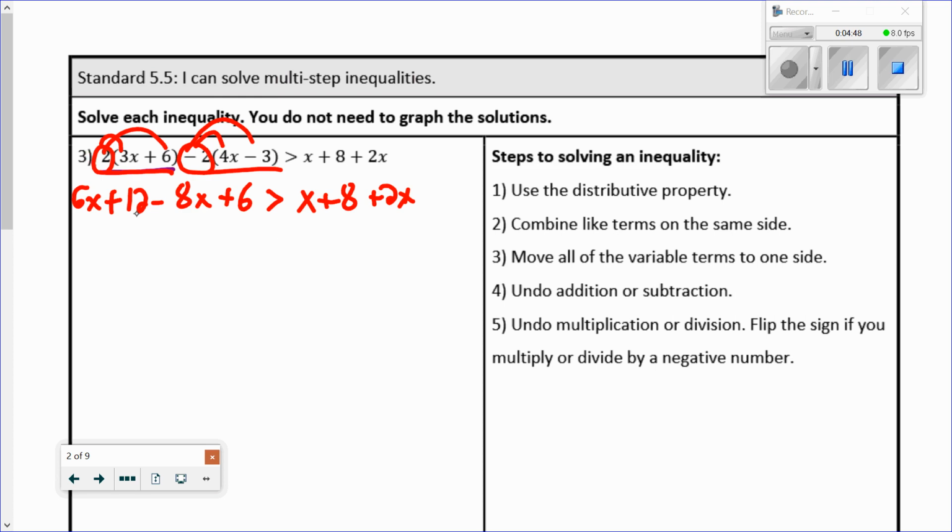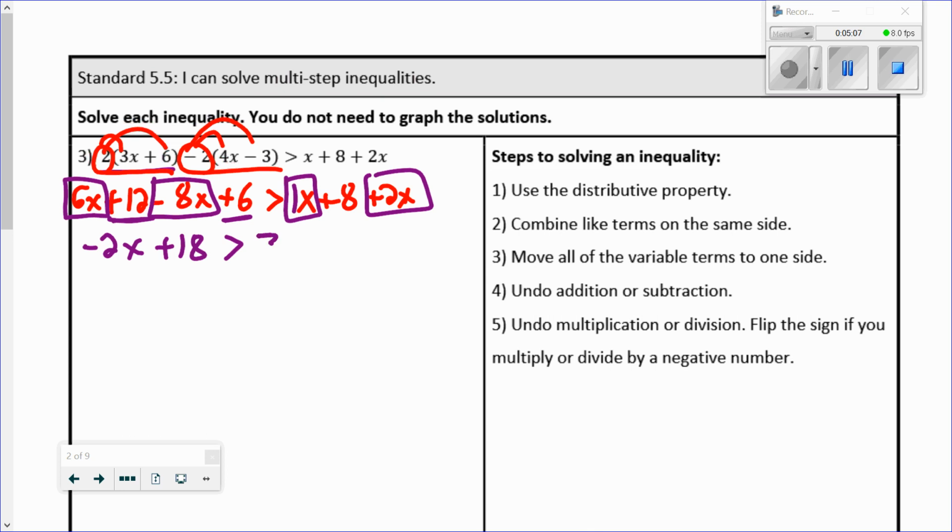Back to purple. Combine like terms. So I have 6x minus 8x to get negative 2x. And I have plus 12 plus 6 to get plus 18. Greater than sign. Other side, I have 1x plus 2x to get 3x. Alright, and I have plus 8.